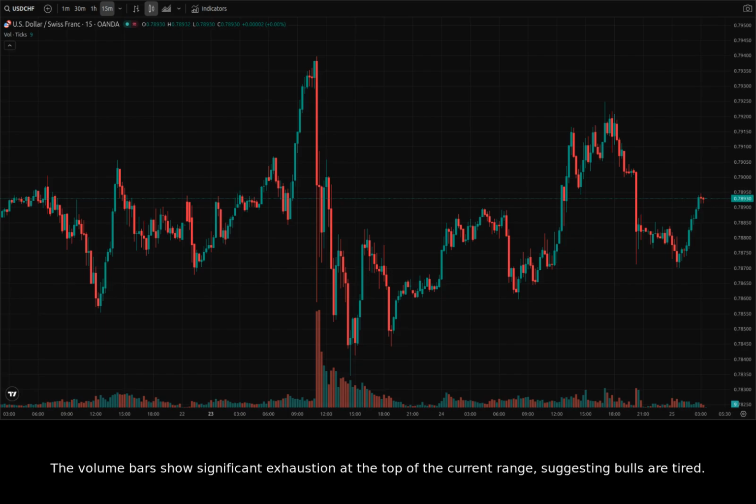The volume bars show significant exhaustion at the top of the current range, suggesting bulls are tired. However, every dip below 0.788 has been met with quick buying pressure so far. This suggests that the market is still leaning long despite the looming resistance overhead.